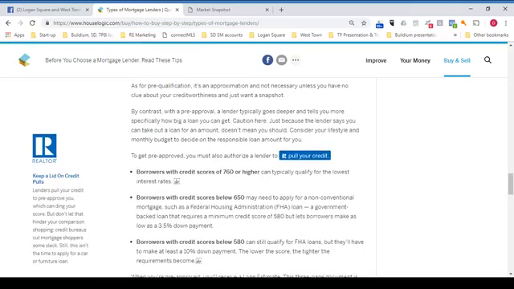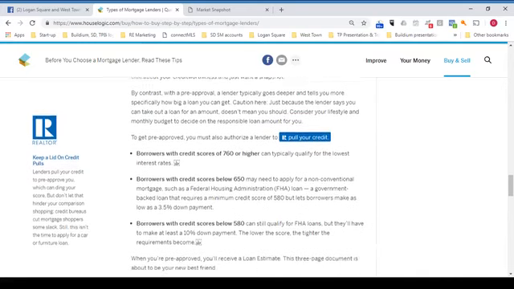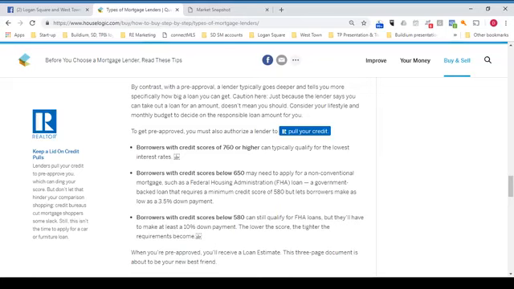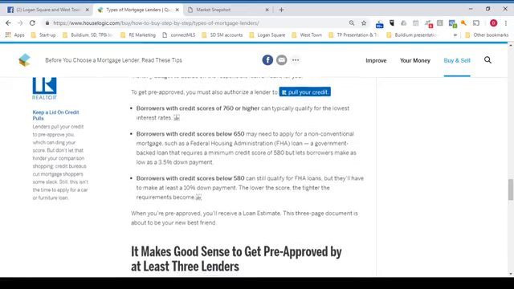As for pre-qualification, it's an approximation and not necessary unless you have no clue about your credit worthiness and just want a snapshot. Now, by contrast with pre-approval, a lender typically goes deeper and tells you more specifically how big a loan you can get. A caution here, just because the lender says you can take out a loan for an amount doesn't mean you should. Consider your lifestyle and monthly budget to decide on the responsible loan amount for you.